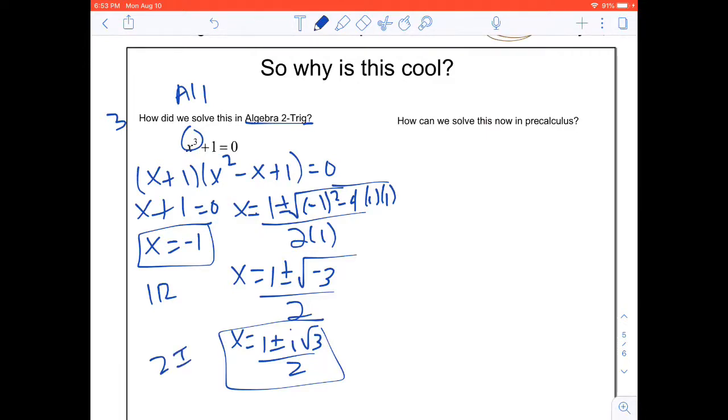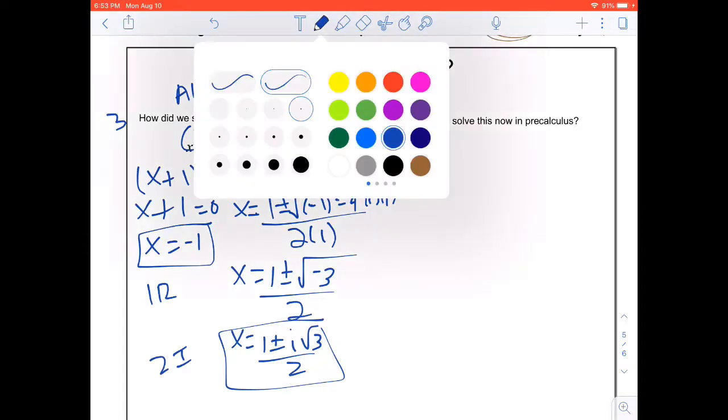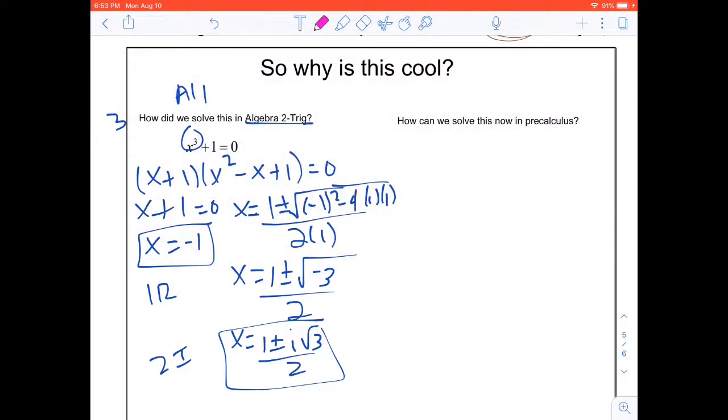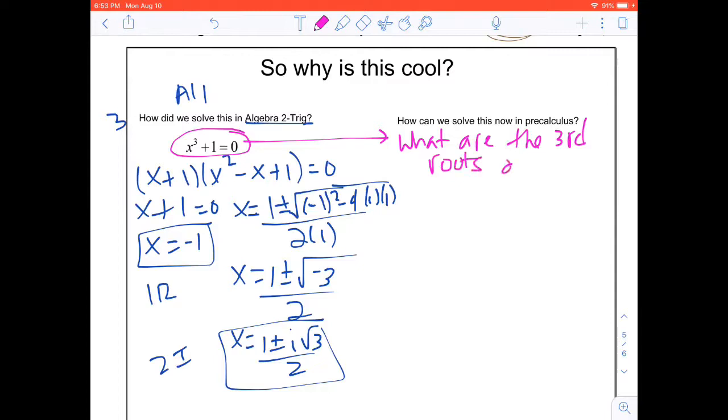So, how does this relate to what we just learned about De Moivre's theorem? Well, even though in Algebra 2, I asked you how to solve this equation, I could ask you that same information by saying, what are the third roots of negative 1? Very similar question to what we just did. We did the fourth roots of negative 4. What are the third roots of negative 1?